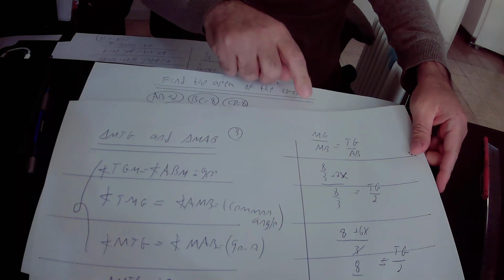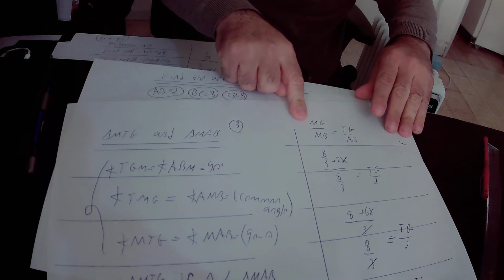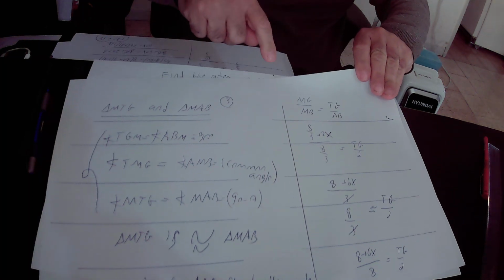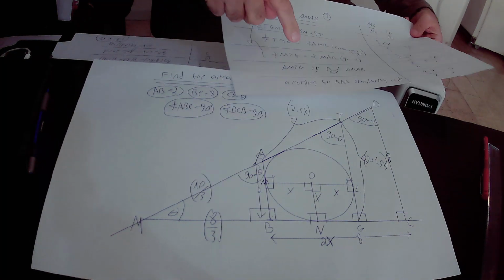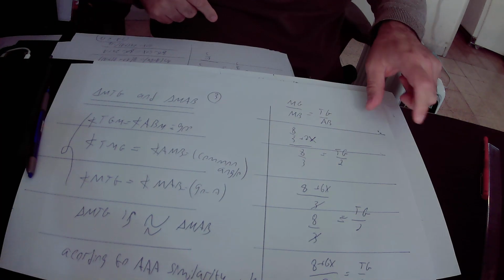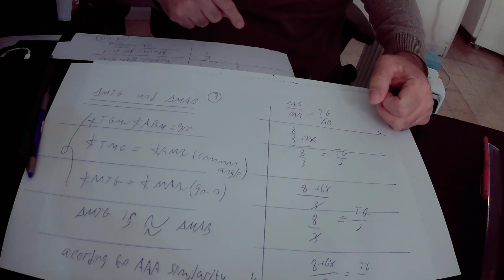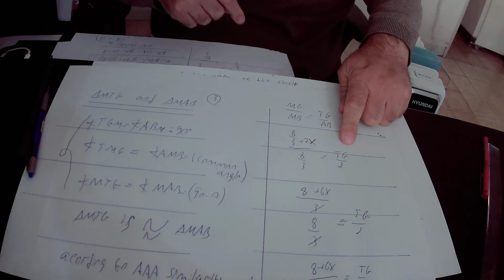So we substitute MG by 8 over 3 plus 2x, over MB. MB is 8 over 3, so we substitute MB by 8 over 3, and it is equal to TG. TG is the missing side, so we leave it as it is, over AB. AB is 2, so we substitute AB by 2. In conclusion, we found that (8 over 3 plus 2x) over 8 over 3 equals TG over 2.